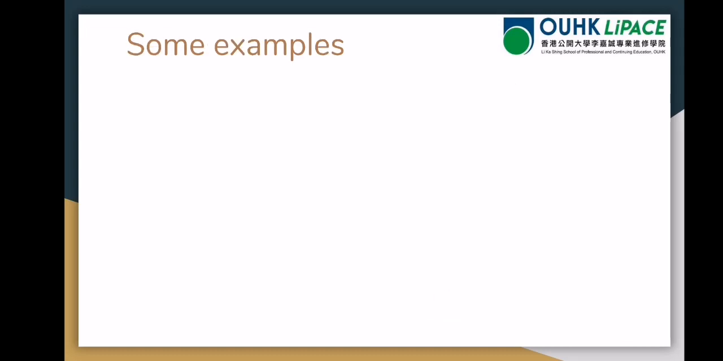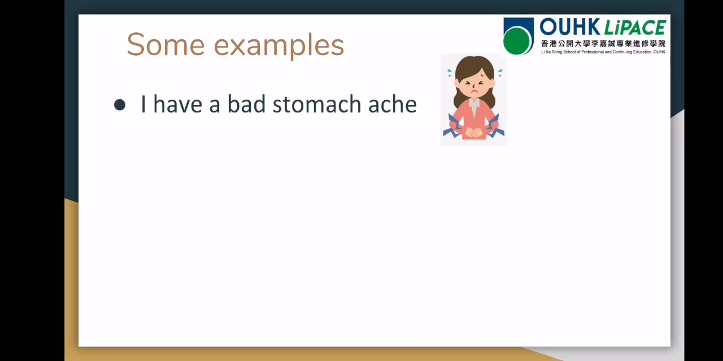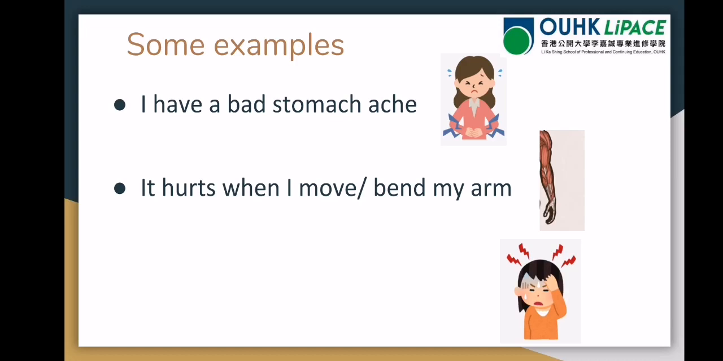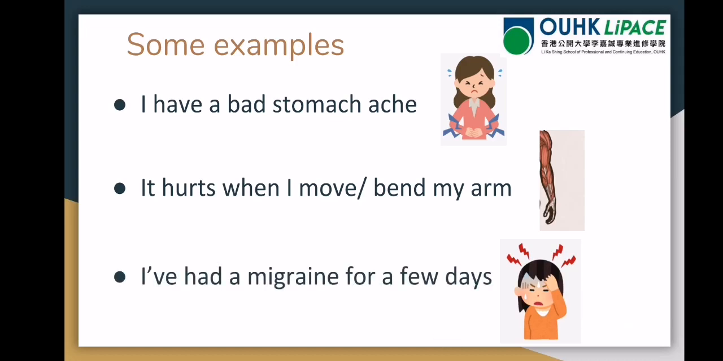And then lastly, we have some examples. If you remember what this is, stomach pain or stomach ache, you can say, I have a bad stomach ache. Again, you can add in little extra descriptive words whenever you want. If you have an issue with your arm, maybe you can say, it hurts when I move or when I bend my arm. And lastly, this one here, headache. You can say, I have had a headache or a migraine. And again, you can be more specific and say, for a few days.